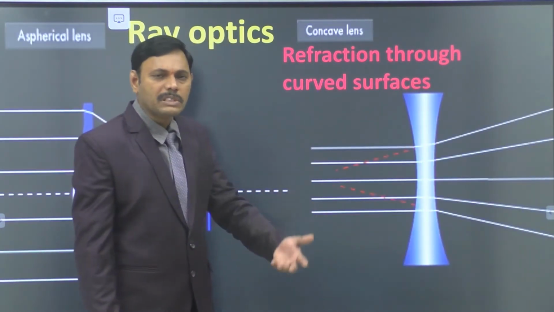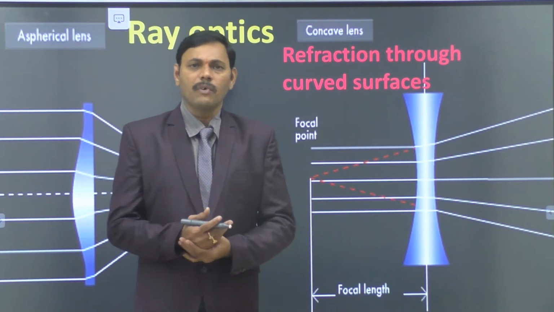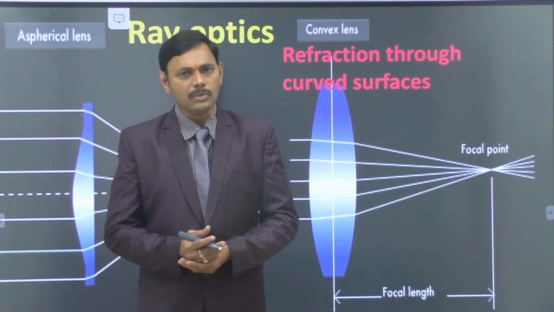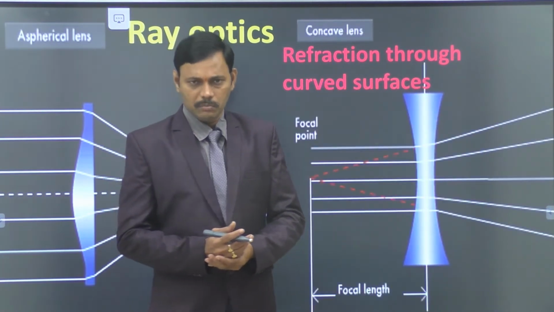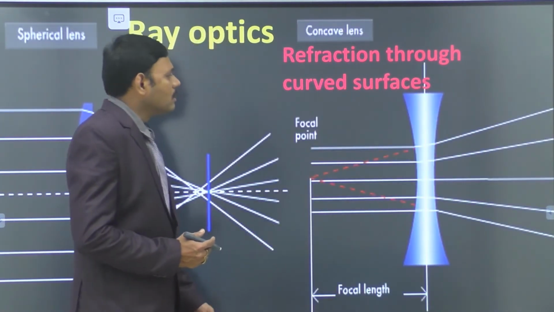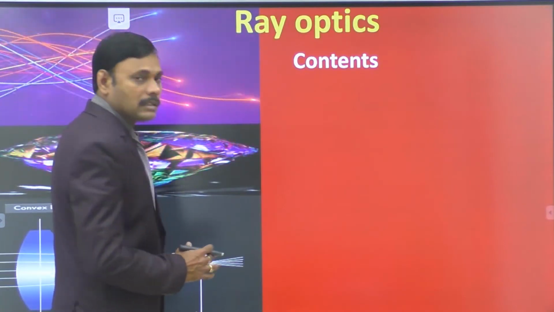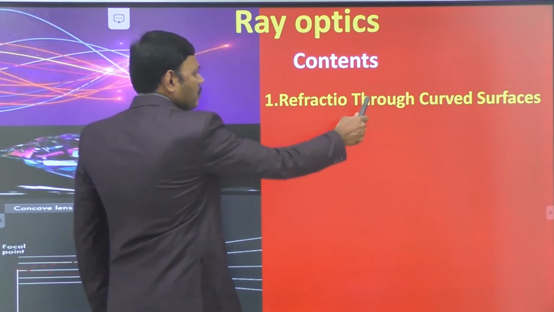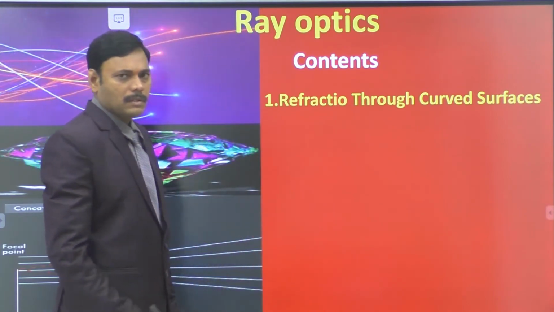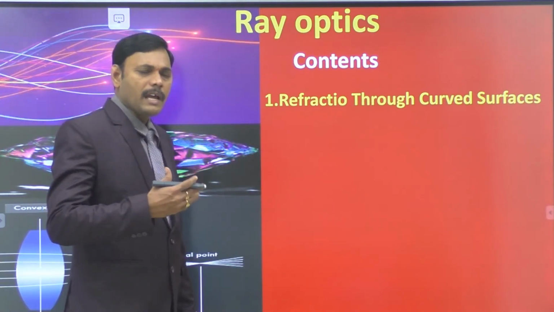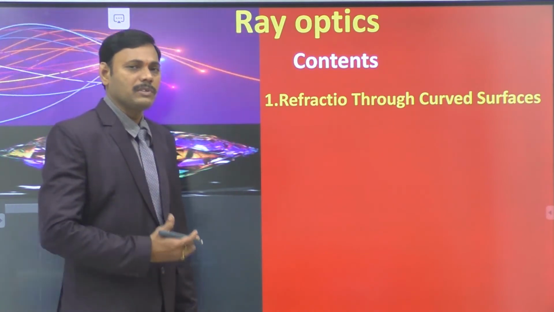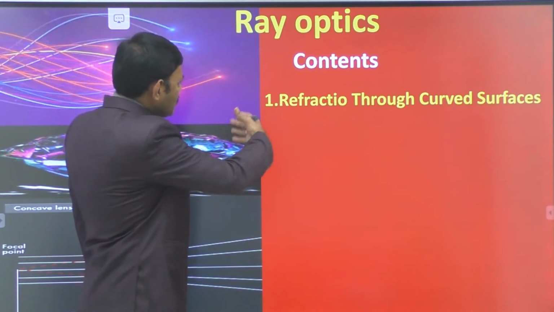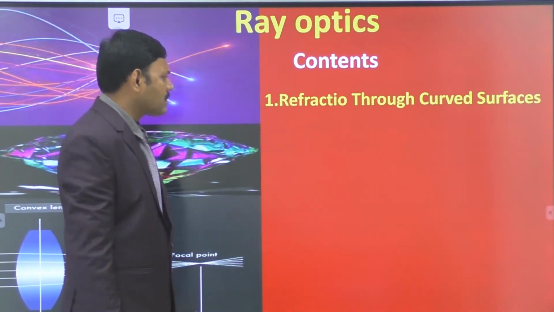So we have to discuss how the refraction of light goes on while passing through concave and convex surfaces. The contents that we are going to discuss in this session: first one, refraction through curved surfaces. Curved means it is either a concave curved surface or a convex curved surface. Let me first discuss the refraction through curved surfaces.